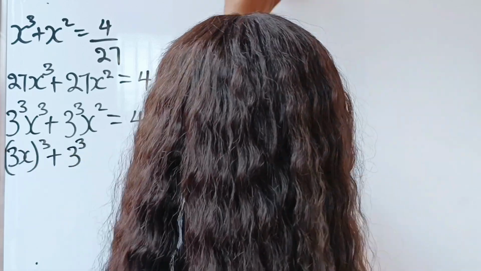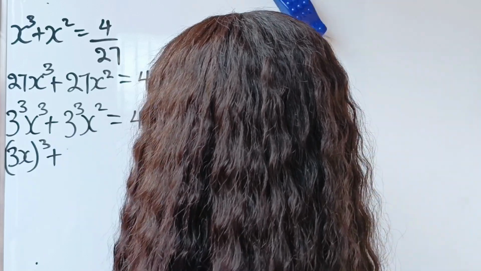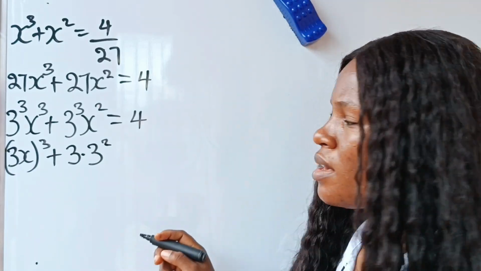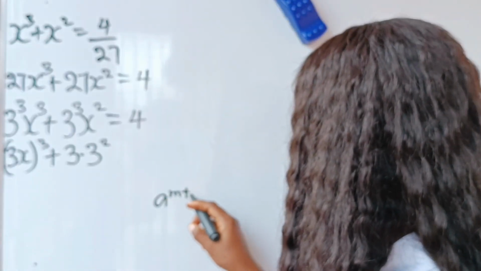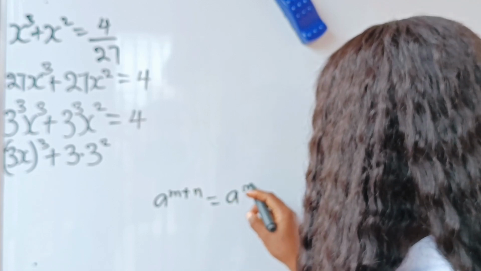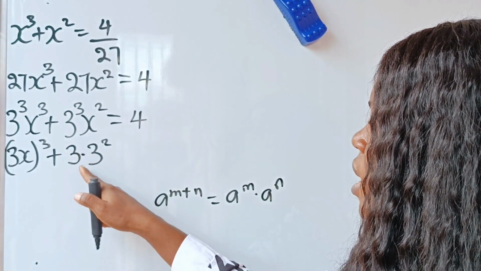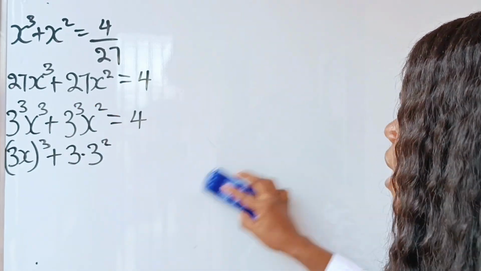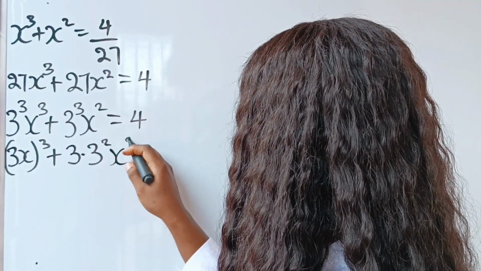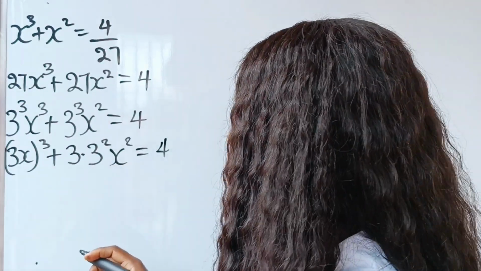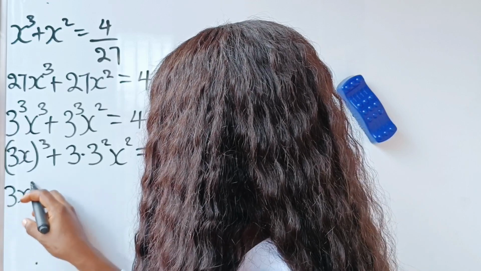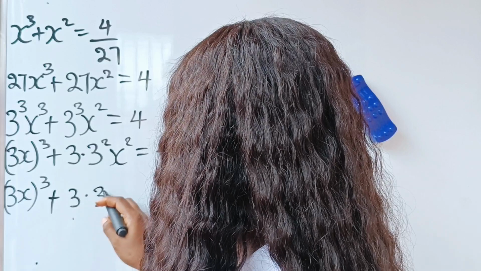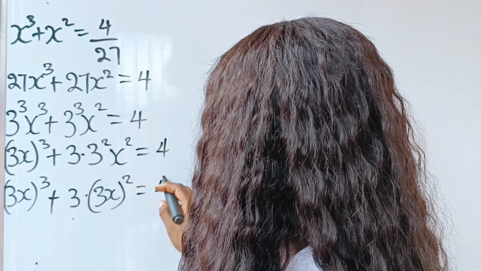the power of 3, but we can rewrite 3 to the power of 3 as what? 3 multiplied by 3 to the power of 2, right? Yes, because a to the power of m plus n is equal to a to the power of m multiplied by a to the power of n. So this is the same thing as 3 to the power of 1 plus 2, which will still give us 3 to the power of 3 back. So it is equal, multiplied by x squared is equal to 4. Now we can write this as 3x to the power of 3 plus 3 multiplied by 3x to the power of 2 is equal to 4.